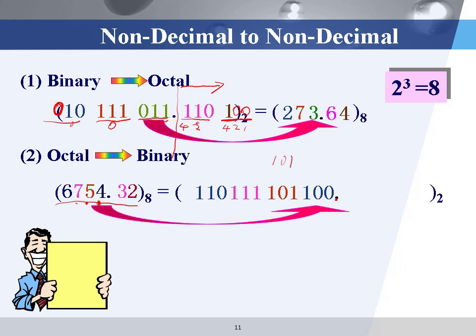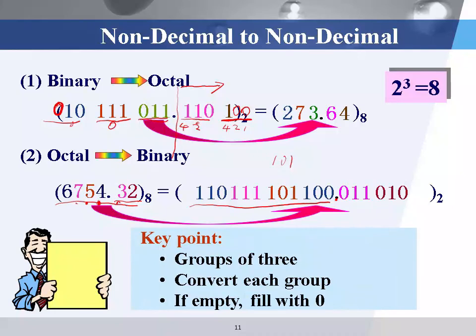So this will be the integer part of the binary number. And for the fractional part, the first digit is 3, which will be 011, and the second number is 2, which will be 010. So we have the binary number.